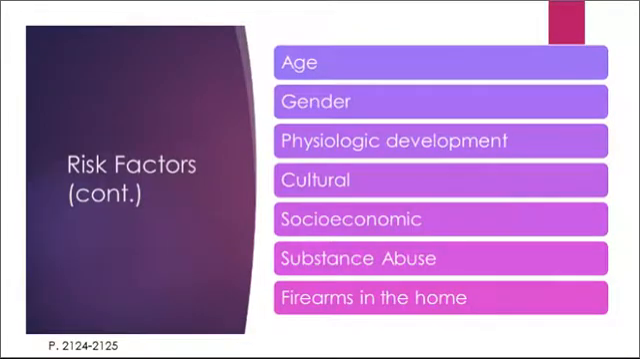More risk factors are listed in your text, pages 2124 and 2125, and listed here. Younger children and older adults are more likely to be victims. Testosterone correlates with higher aggression levels in humans, so young male abusers typically have high levels of testosterone and low levels of serotonin. Physiological development, illnesses, and disabilities leave those people at higher risk to be victims of abuse.